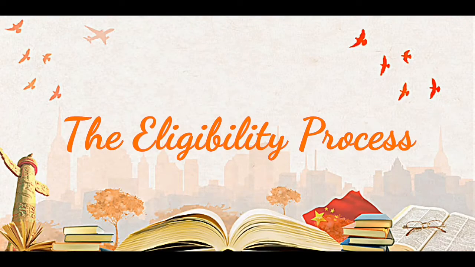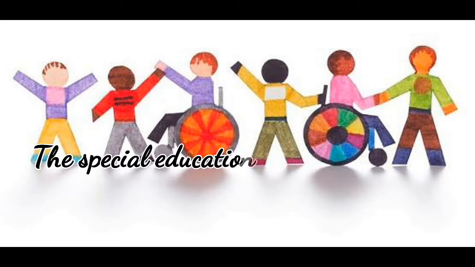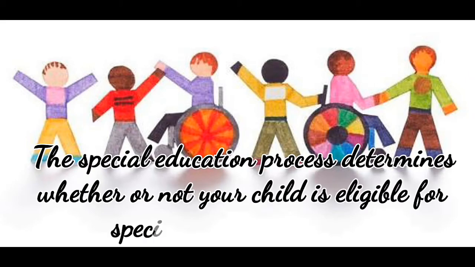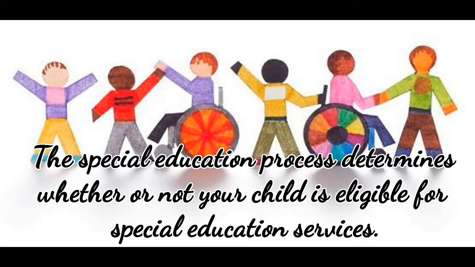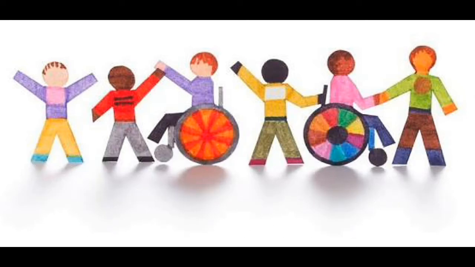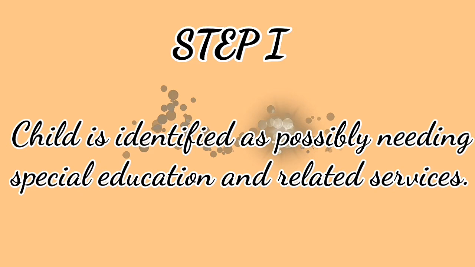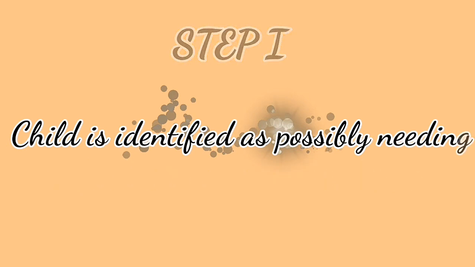The eligibility process. The special education process determines whether or not your child is eligible for special education services. Step 1. Child is identified as possibly needing special education and related services.